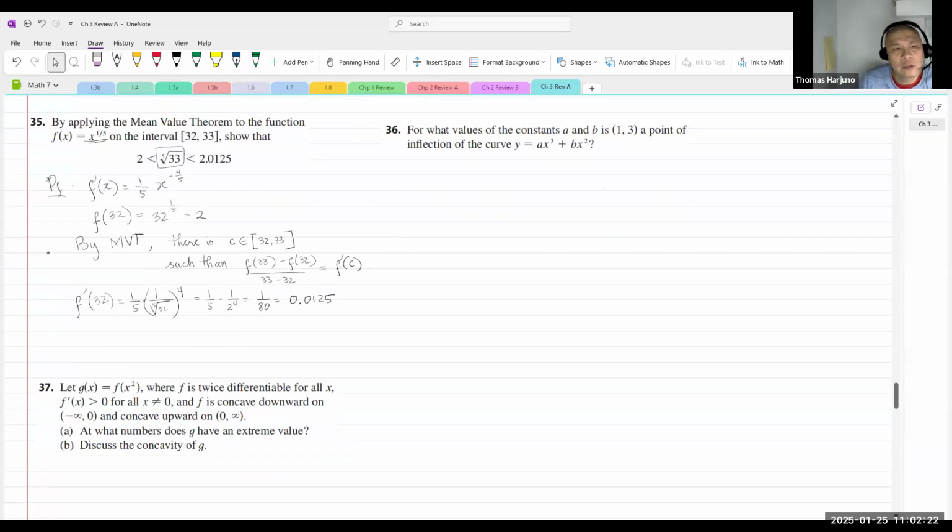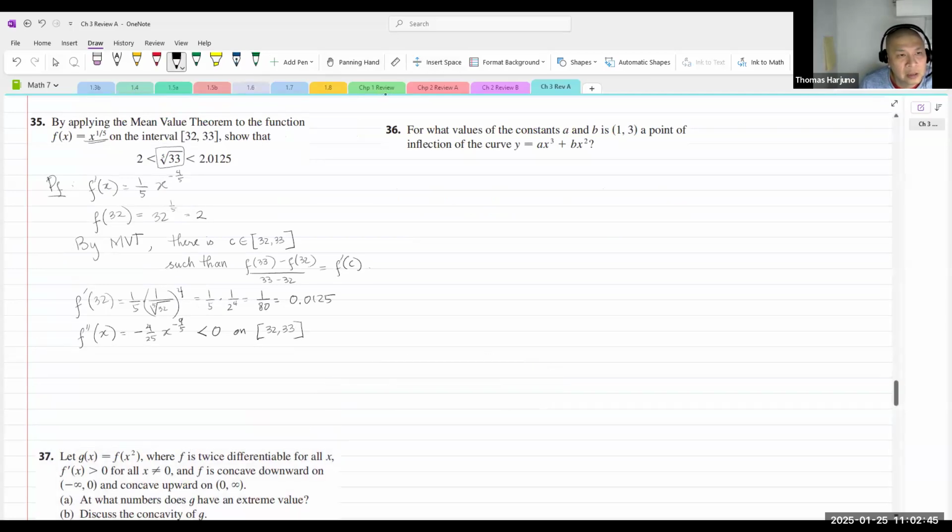That's the slope. Actually, if I do the second derivative of f(x), I find this is negative 4 over 25 x to the negative 9/5. This is negative on that interval 32 to 33. Why do I want to say that? Because the second derivative is negative, it means f prime of x is decreasing on that interval.